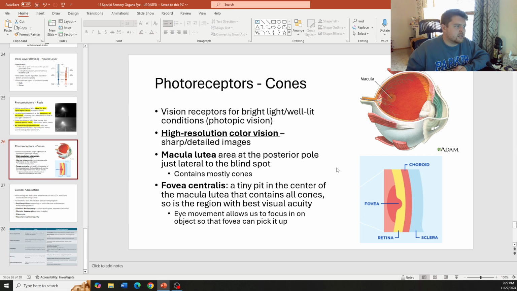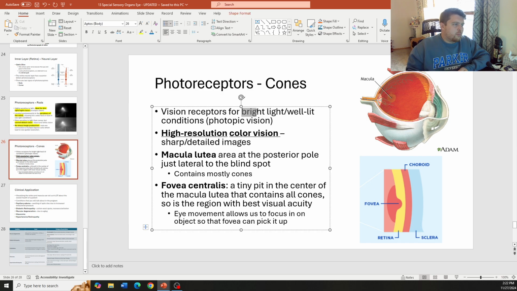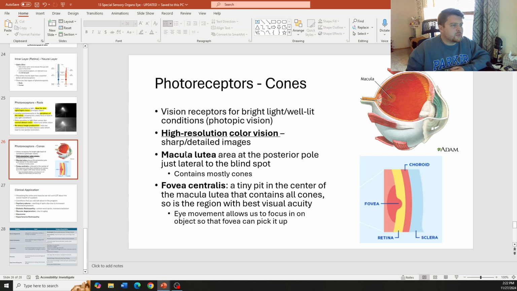Cones are the opposite. These are for our bright light or well-lit conditions. You get higher resolution as well as color vision. Specifically, there's an area called the macula lutea. This is near the posterior pole, near the very back of the eye, just next to the blind spot. This is where we have a high density of cones, the macula.